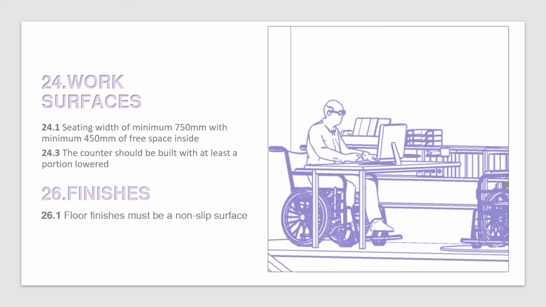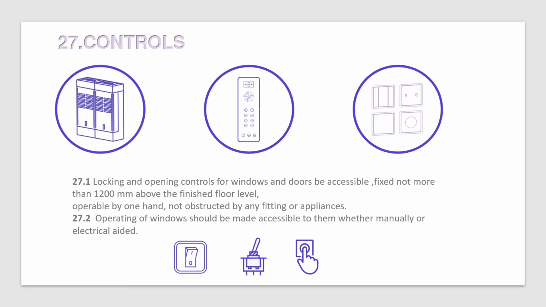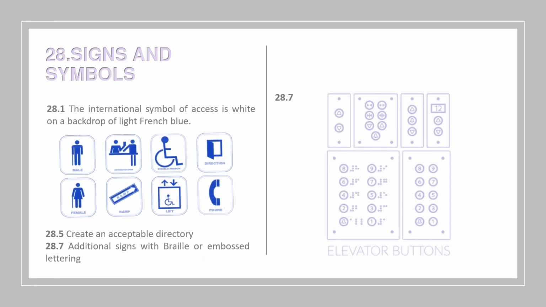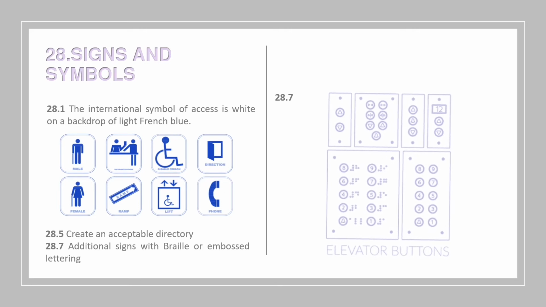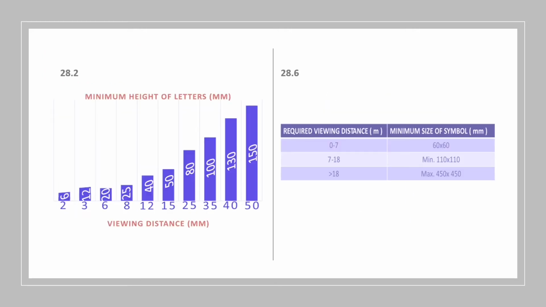Finishes. Floor finishes should be no slip surface material. Controls. Locking and all the opening controls for windows and doors should be no more than 1,200 mm from floor level. Signage. Symbols should be in white with a backdrop of light French blue and it should create an accessible directory for the disabled. Signage should also have braille or embossed lettering. It should be at the required viewing distance and have the minimum height required for the letterings.